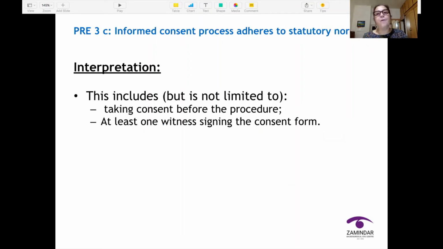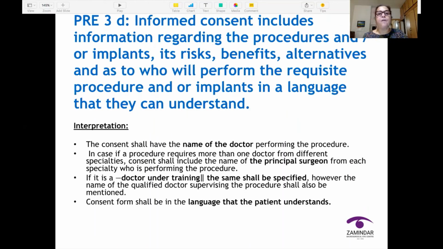So the informed consent process adheres to statutory norms. This includes, but is not limited to, taking consent before the procedure and at least one witness signing the consent form. Informed consent includes information regarding the procedure or implant, its risks, benefits, alternatives, and who will perform the requisite procedure, in a language that they can understand. So these are in a consent.